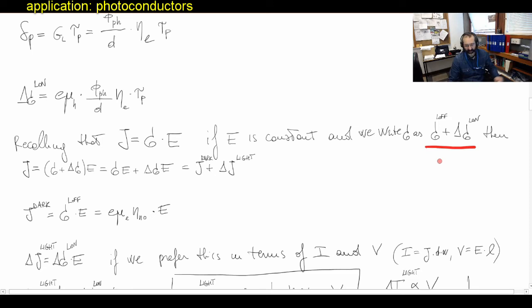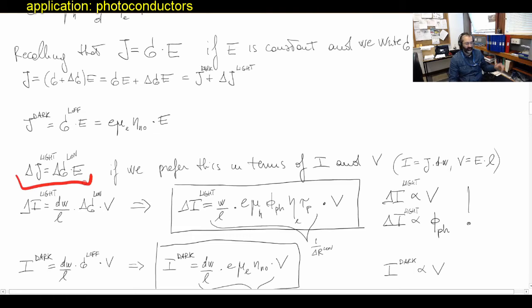J is actually given by a dark current J dark, plus a certain delta J that is caused by the presence of light eventually, where J dark is sigma L off times E, and this sigma L off, remember, was this, while delta J is because of the delta sigma when light is on, and is this one here.